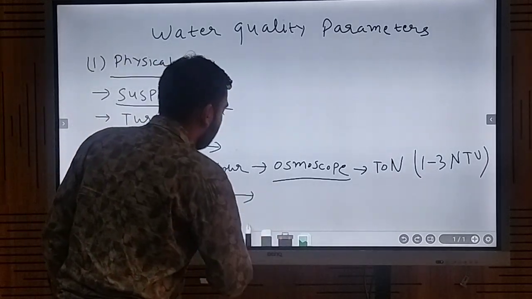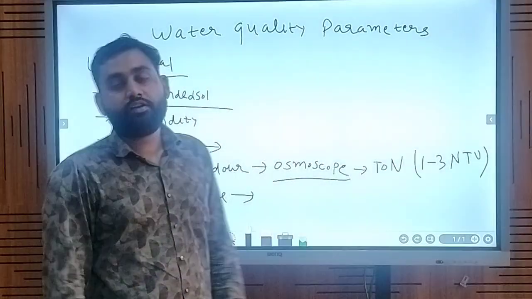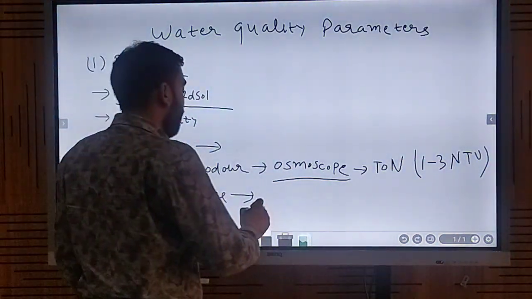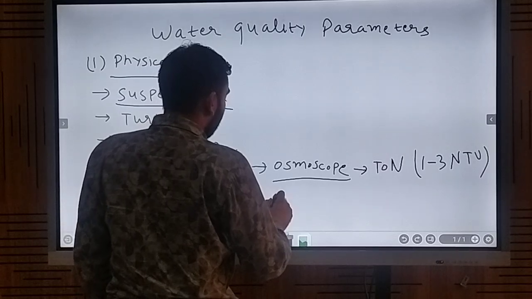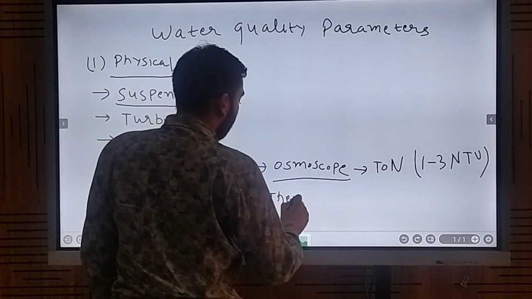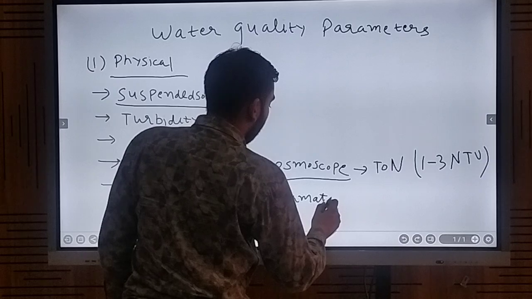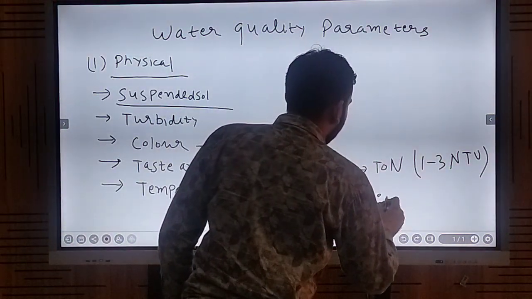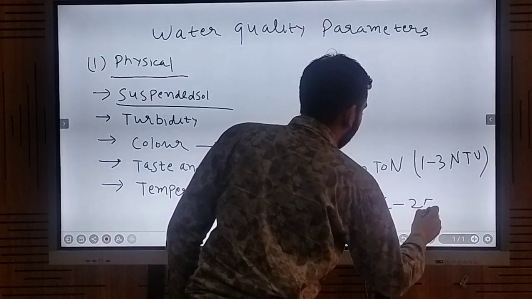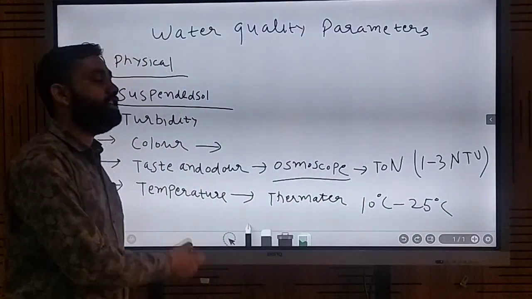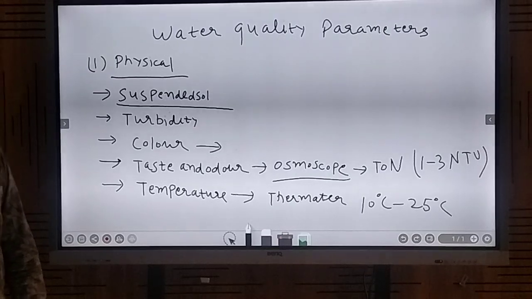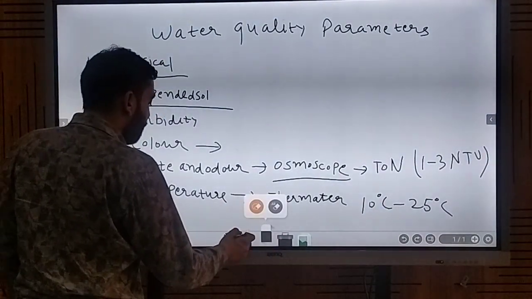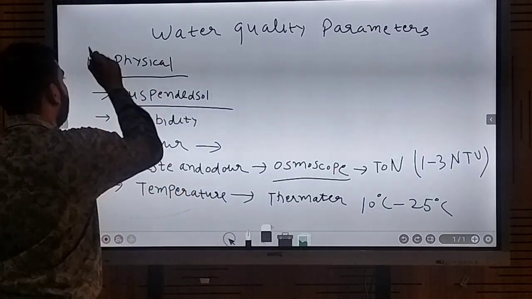The last physical water quality parameter is temperature. Temperature is responsible for biological activity in water. We measure temperature with a thermometer, and the permissible limit is 10 degrees Celsius to 25 degrees Celsius. So these are the physical water quality parameters. We have to limit them for the various reasons we have discussed.